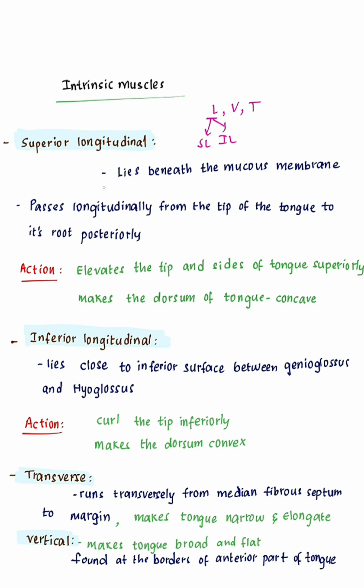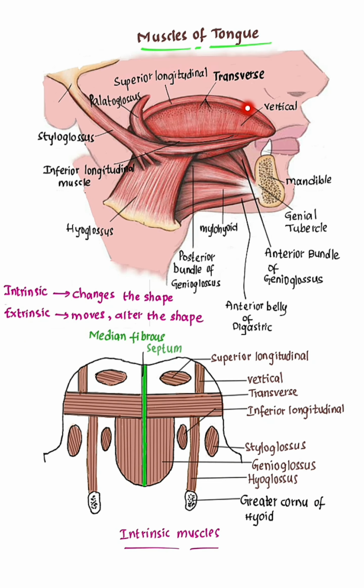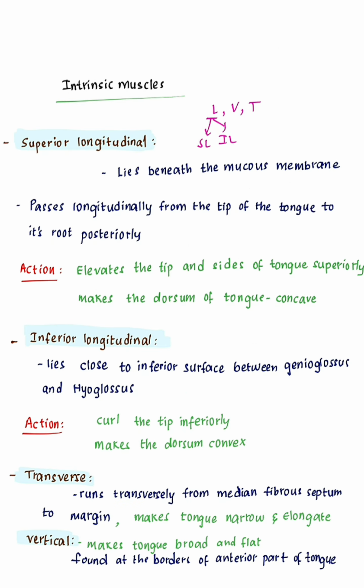Superior longitudinal muscle lies beneath the mucous membrane. It passes longitudinally from the tip of the tongue to its root posteriorly. Action of superior longitudinal muscle: it elevates the tip and sides of the tongue superiorly. Hence, it makes the dorsum of the tongue concave.